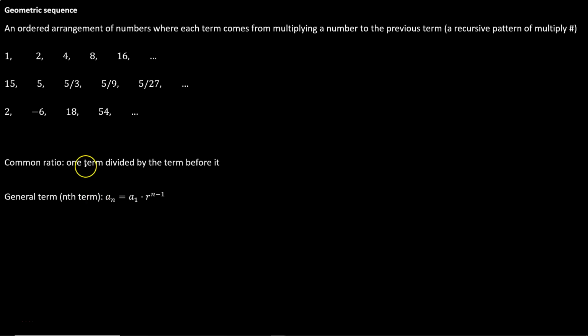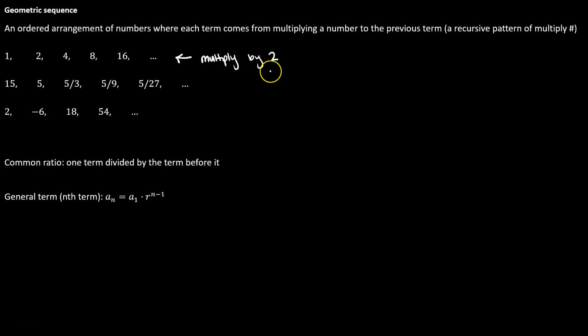multiplying. Looking at our first sequence on the screen, we have 1, 2, 4, 8, 16. If we look for a multiplier that takes us from one term to the next, I can do 1 times 2 to get 2, 2 times 2 to get 4, 4 times 2 to get 8, 8 times 2 to get 16, etc. So that first sequence, we could call that a multiply by 2 pattern, or a geometric pattern with a common ratio of 2.